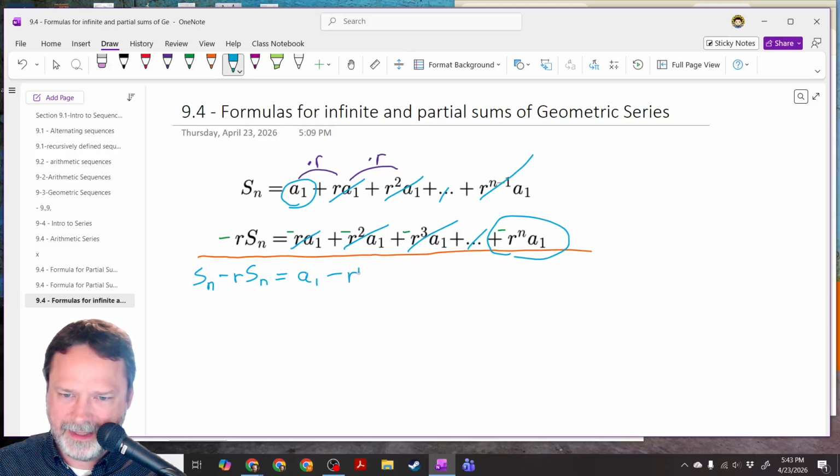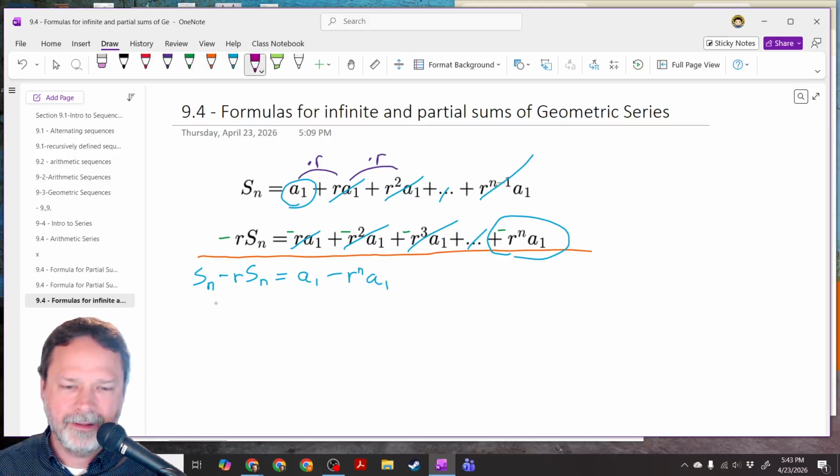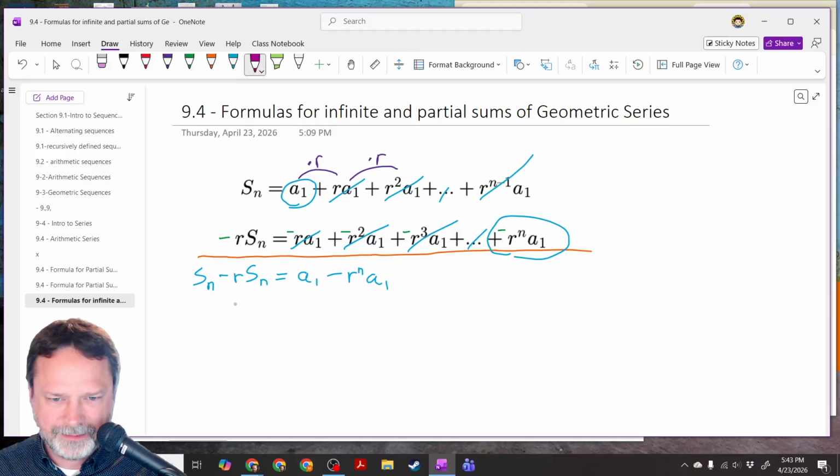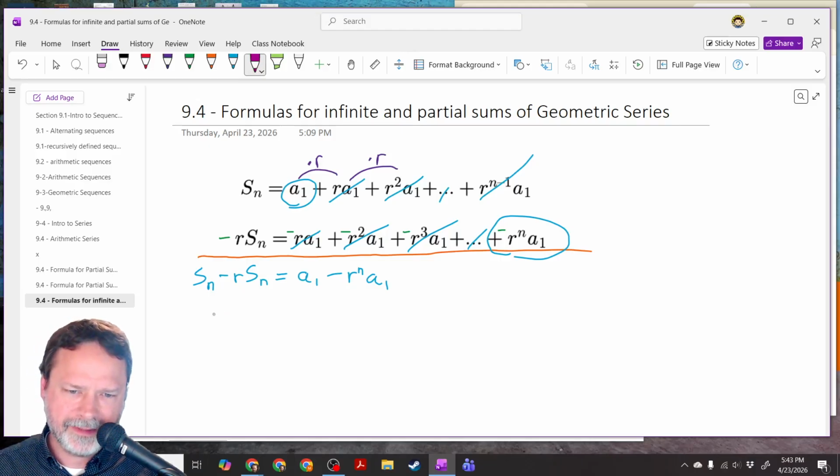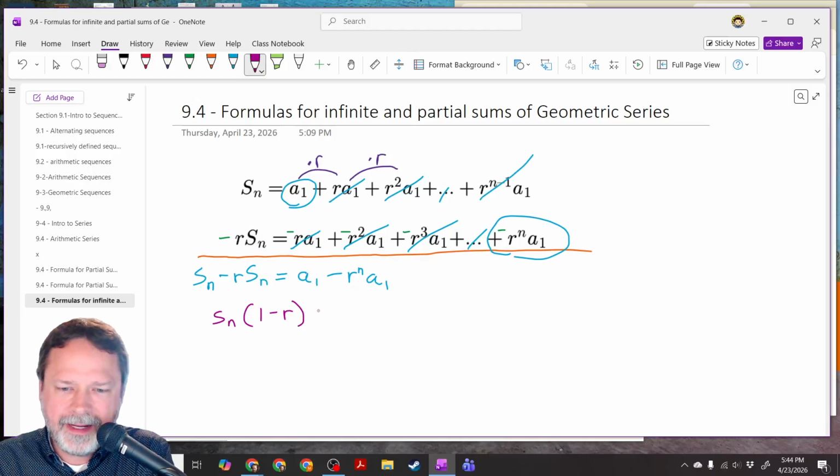And let's see if we can get S sub n by itself, because of course that's what we're really trying to do, is get a formula for S sub n, our partial sum of the first n terms of a geometric series. Well, I can easily manipulate the left side here. If I factor out S sub n, I'll have 1 S sub n on the left, and it'll be 1 minus r. And on the right, I'm going to go ahead and factor out an a sub 1 also, just because I'd like to have that in one spot. So I'm going to hit a sub 1, and this will be 1 minus r to the n.